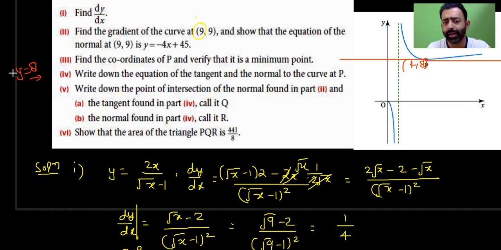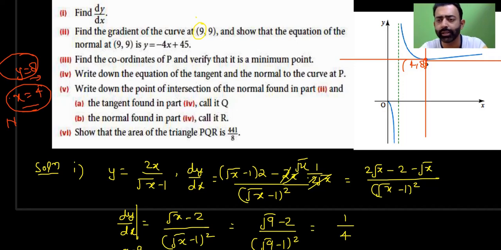Simple. And the normal, since it is perpendicular to the tangent, so at point 4, 8, my normal will be passing through the point x equal to 4, like this. Okay, means the straight line which is parallel to y-axis passing through 4 is nothing but x is equal to 4. So this is the equation of normal. This is the equation of tangent at point 4, 8. Okay, this is fourth part.